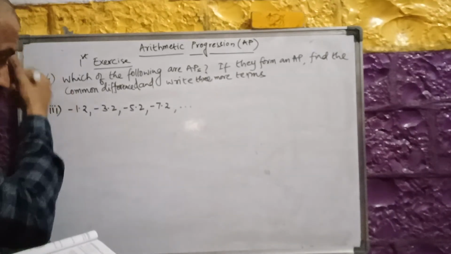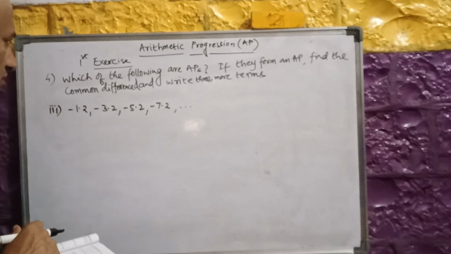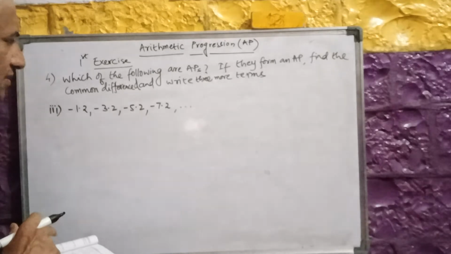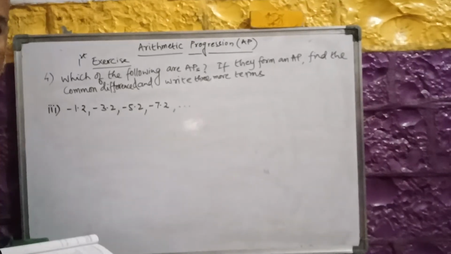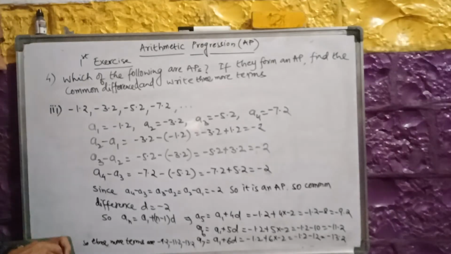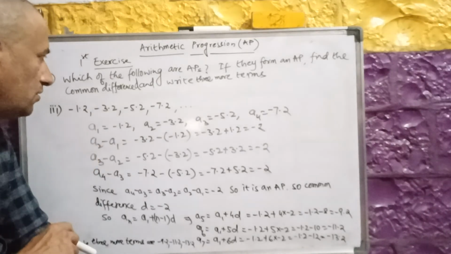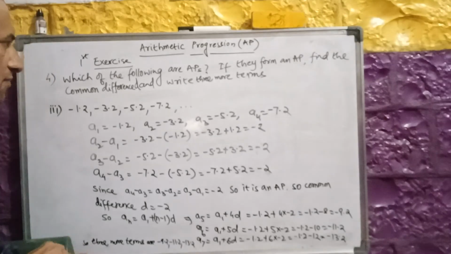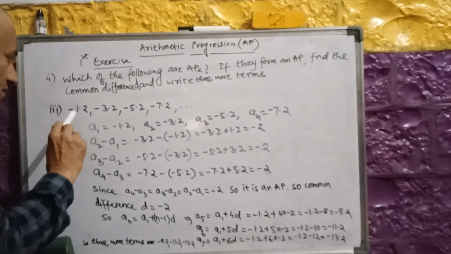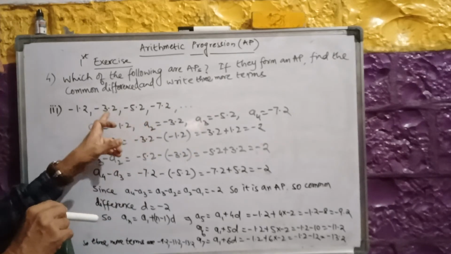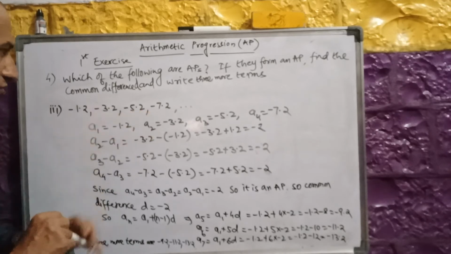Similarly, find the common difference if it is an AP and find three more terms. Pause the video here and check whether you get the right answers. So next question: minus 1.2, minus 3.2, minus 5.2, minus 7.2. Check whether the given terms form an AP or not. A1 is minus 1.2, A2 is minus 3.2, minus 5.2 is the third term, minus 7.2 is the fourth term.